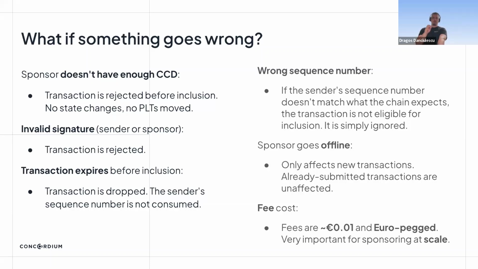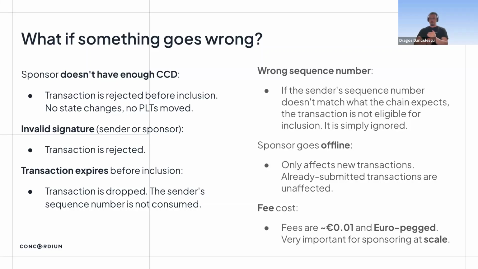If the transaction expires before inclusion, so when you send a transaction, you can attach an expiry time if you want to prevent replay attacks, or if you just want to be sure that the app will actually send the transaction quite soon. If that expiry time passes, then the transaction is dropped and the sequence number is not changed at all. If the sequence number is wrong, the transaction will simply not be eligible for inclusion. It will simply be ignored by the chain itself.